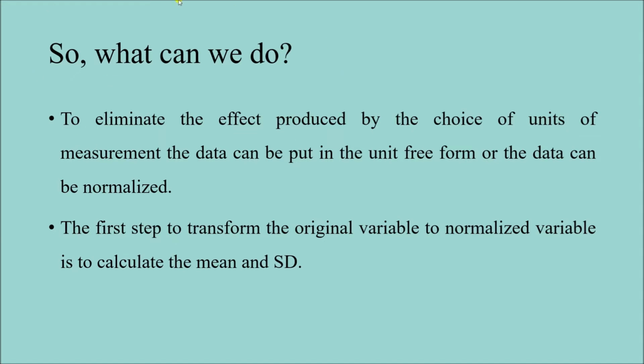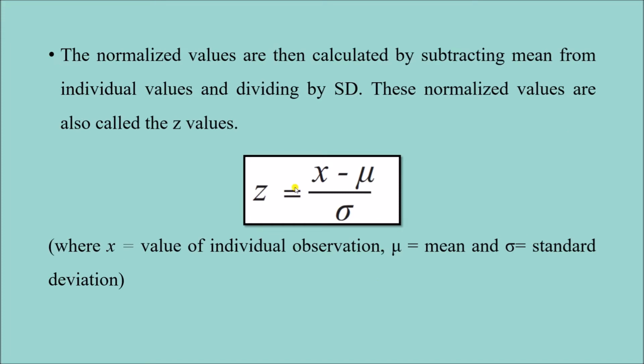The first step to transform the original variable to a normalized variable is to calculate the mean and standard deviation. This part we learned in our previous videos. If we have a number of observations, from that we can calculate the mean value and also the standard deviation, right? So this part we can do. Next, we have to normalize the data. The normalized values are then calculated by subtracting the mean from the individual values and dividing by the standard deviation. These normalized values are called the Z values.